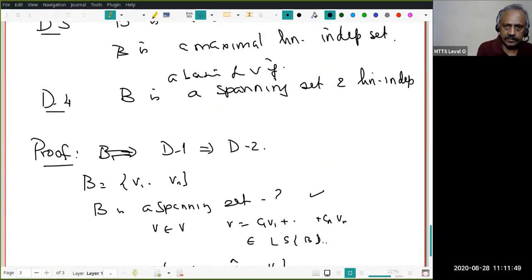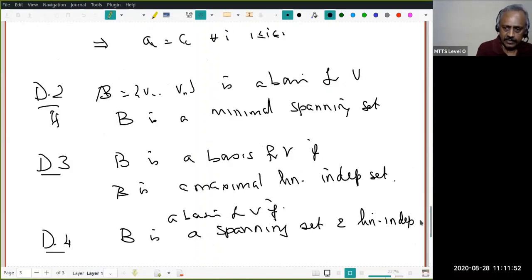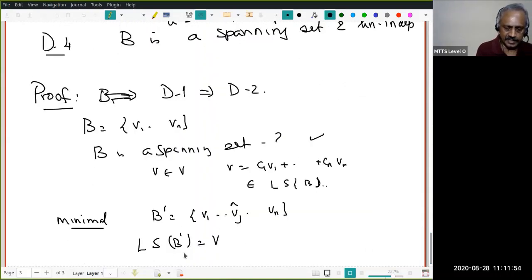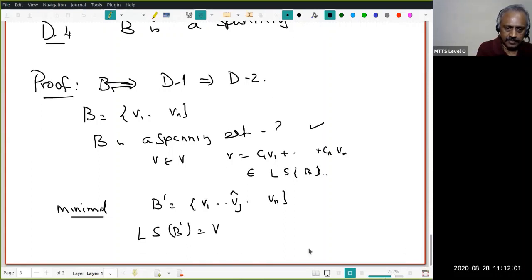You understand that? You want to say it's a minimal spanning set. So take a proper subset, and let it be a spanning set. Then I want to arrive at a contradiction. That's very clear, because if this happens, that means my Vj must be in the linear span of B dash. But that is the same as saying it is of the form some A1 V1 plus Aj minus 1 Vj minus 1 plus Aj plus 1 Vj plus 1 and so on plus An Vn.